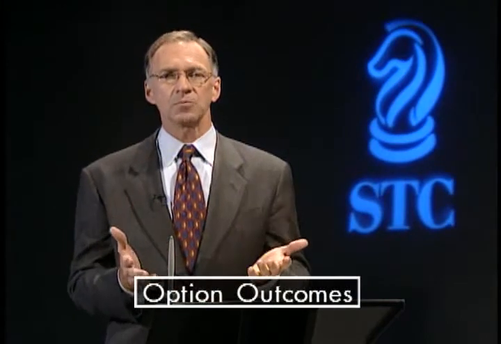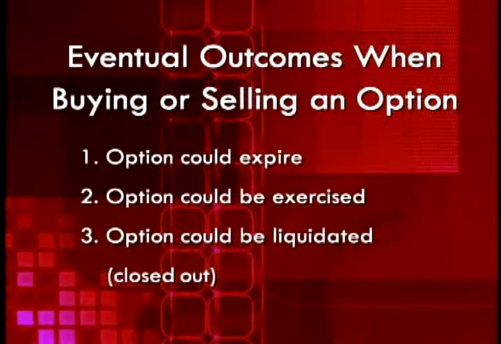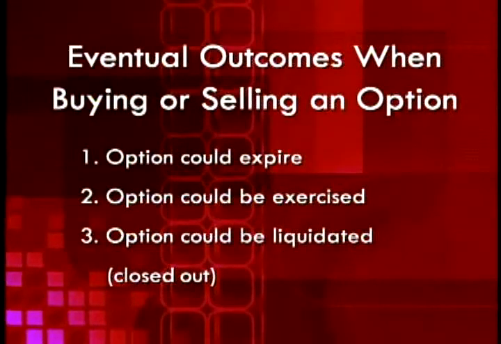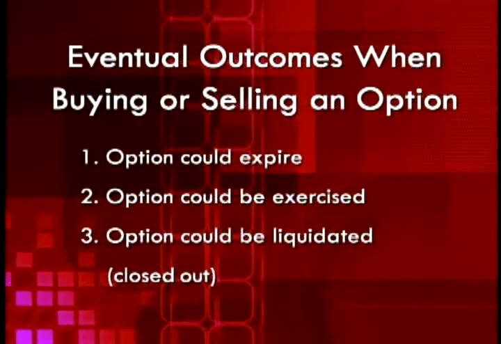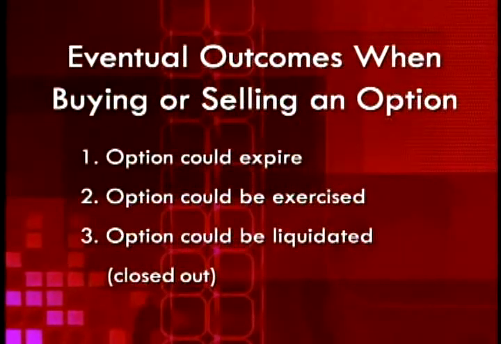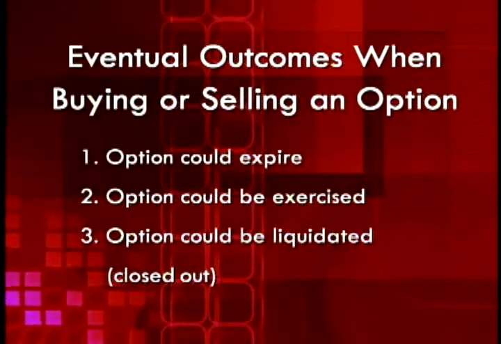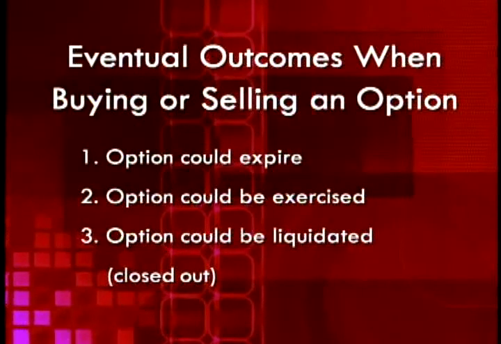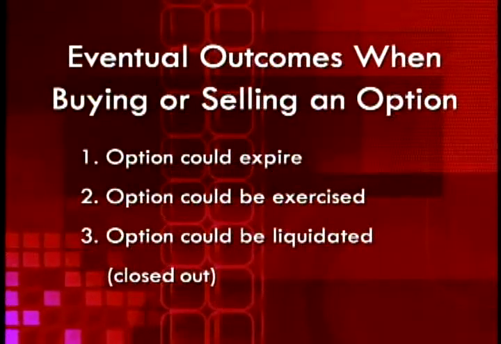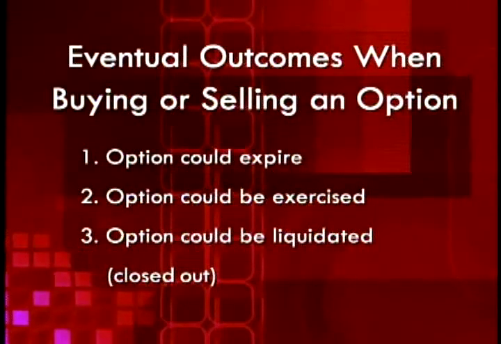Now, some of the types of problems that you may have to deal with are going to ask you to determine the eventual outcome of an option transaction. Now, it's important to note that there are only 3 real possible outcomes to an option transaction that an investor is involved in. Number 1, the option could expire. Number 2, the option could be exercised. And number 3, the option could be liquidated or closed out. So we'll go through each of these 3 possibilities and see what the outcomes might be.